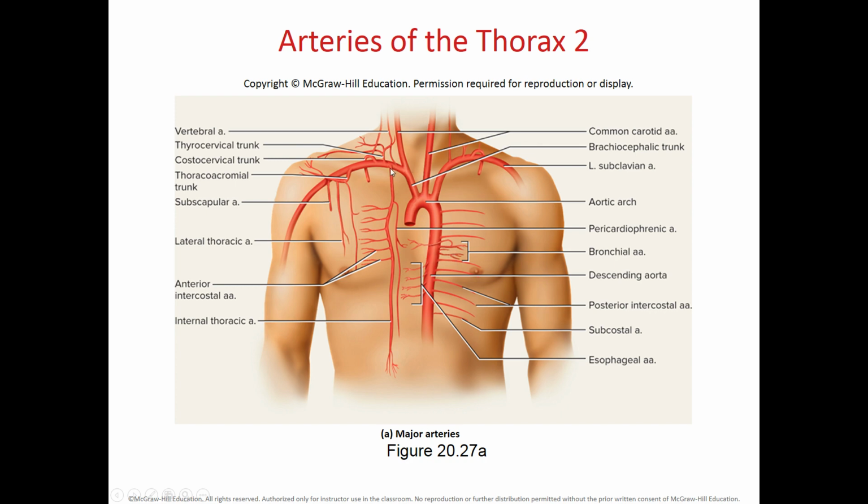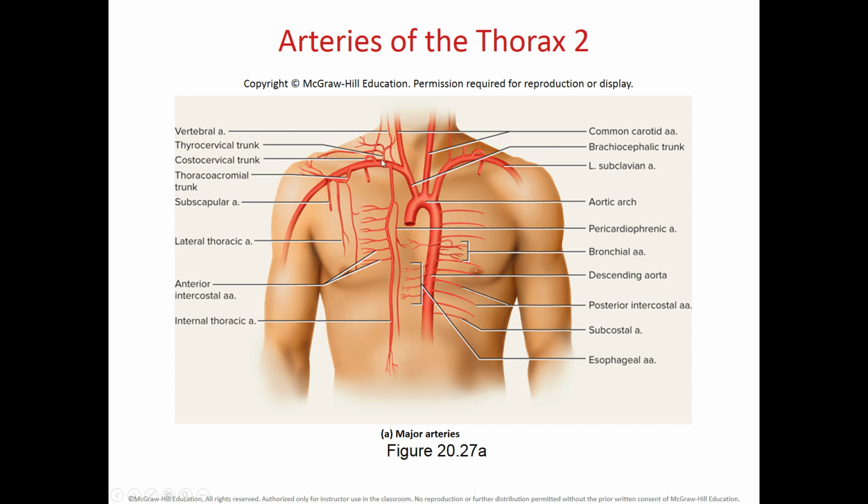And then we have this internal thoracic artery, which is branched, as you can see from this one, from the subclavian. This is the anterior intercostal arteries, branches of the internal thoracic artery. And then we have this pericardiophrenic, which is going to provide blood supply to the pericardium in the heart and also to the diaphragm.